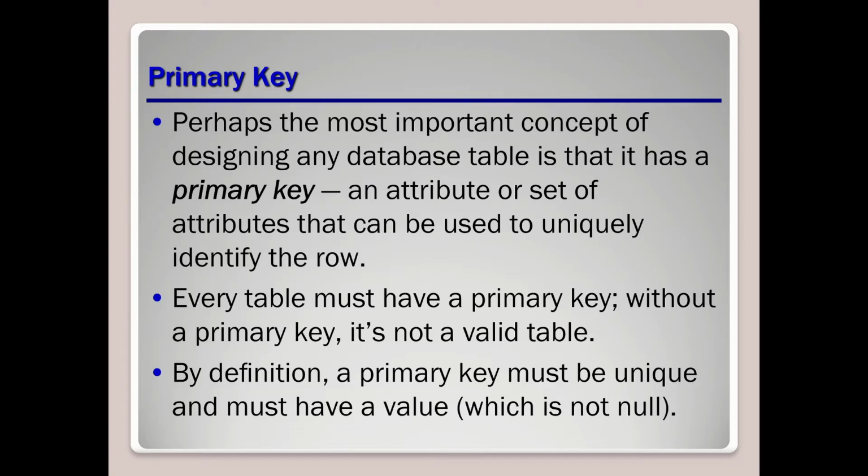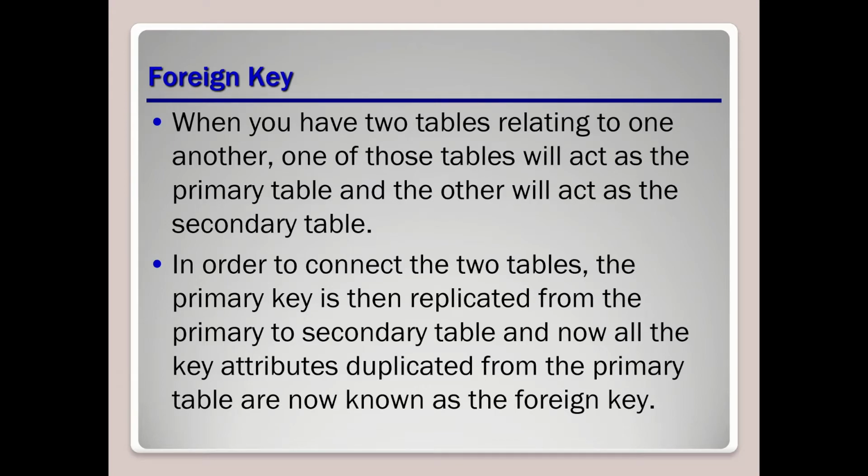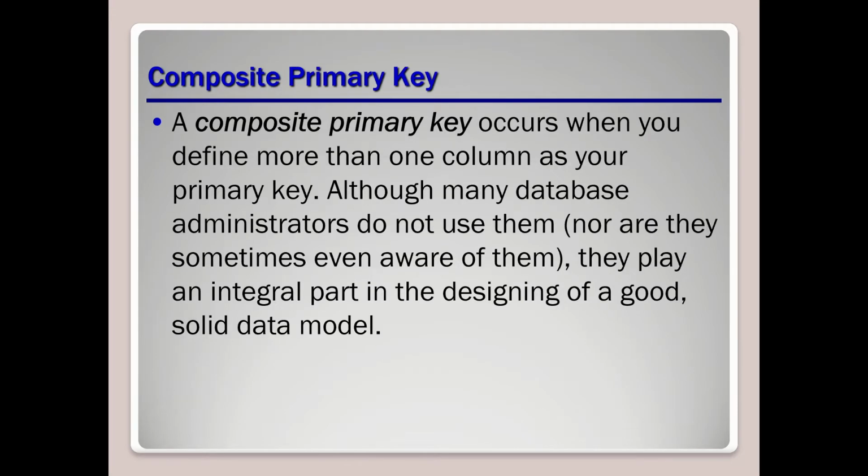Every table must have a primary key. Without a primary key, it's not a valid table. By definition, a primary key must be unique and must have a value which is not null. Foreign key: when you have 2 tables relating to one another, one of those tables will act as a primary table and the other will act as a secondary table. In order to connect the 2 tables, the primary key is replicated from the primary to the secondary table, and now all the key attributes duplicated from the primary table are known as the foreign key.